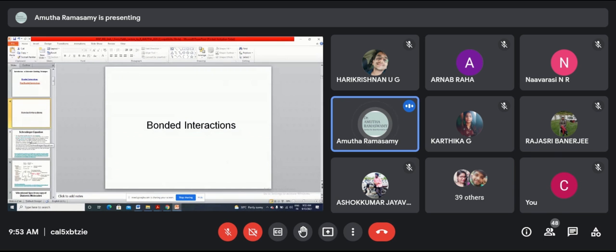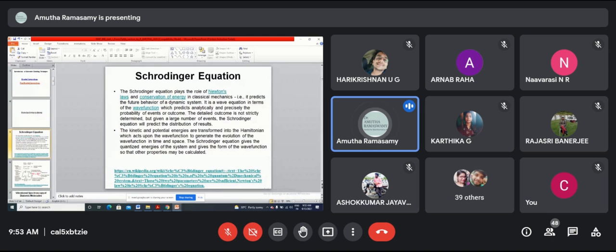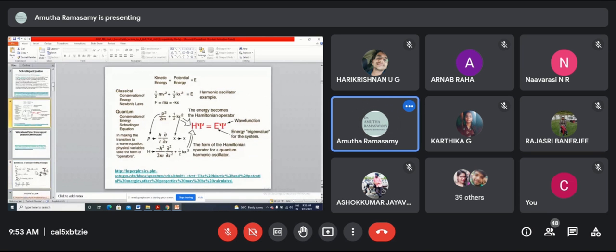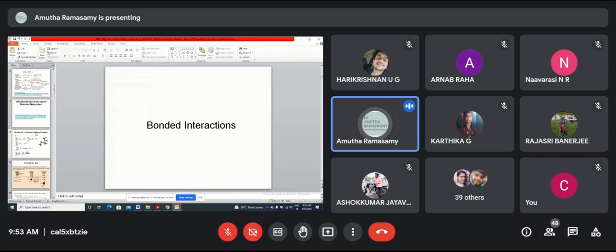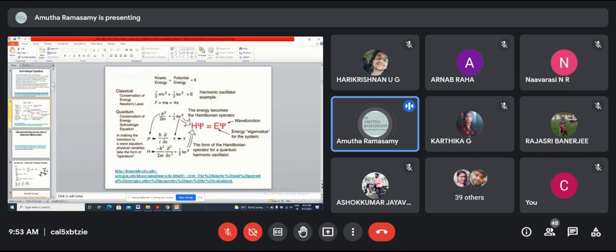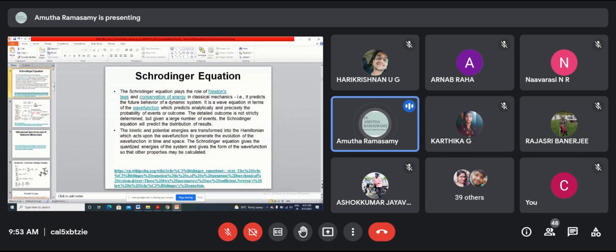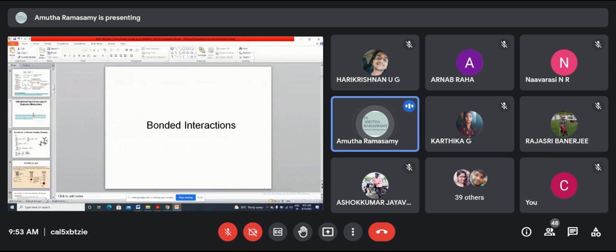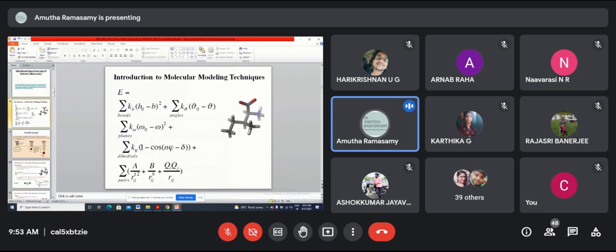Students, there is nothing very difficult in this. It's all like a story. Okay, the Schrodinger equation, I'll skip. There is no meaning. We will just go with the bonded interaction. But this thing I will explain at the end of the class. Okay. So we are going to understand now the bonded interaction.